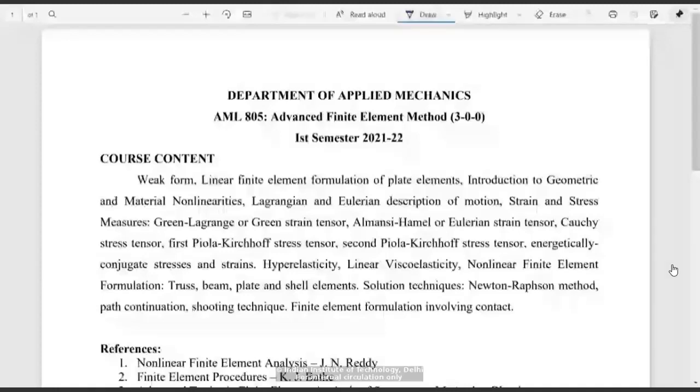So then you have this. Then I will introduce geometric nonlinearities. So introduction to geometric and material nonlinearities. Essentially the geometric nonlinearity we are going to consider is through the strain displacement relations. So the nonlinear terms in the strain displacement relations will be the source of geometric nonlinearity, and material behavior could be nonlinear elastic.